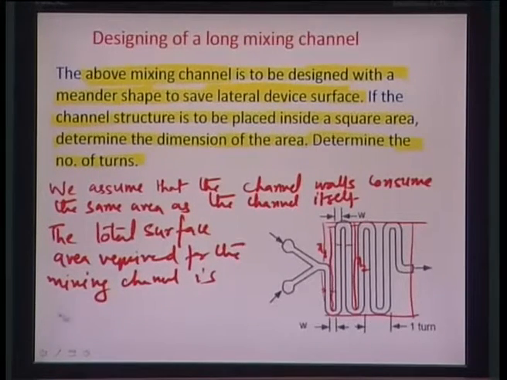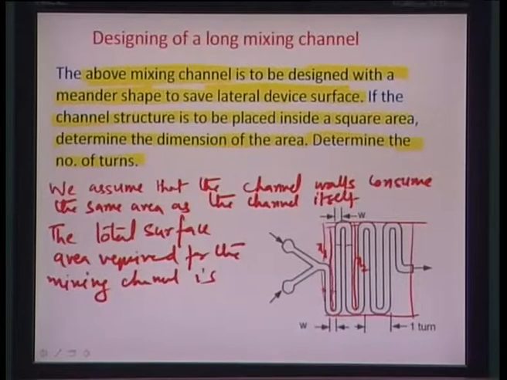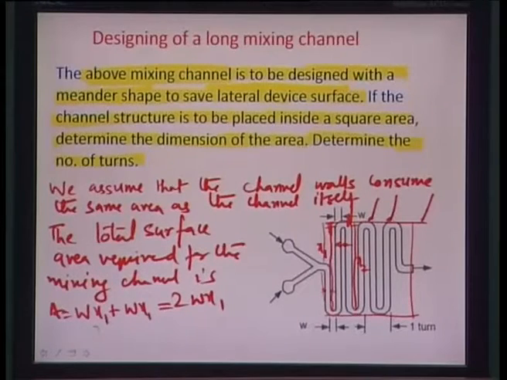So essentially, let me just reiterate this point again, that for this particular channel with one length equal to X1, let us say from here to here, and one length equal to X2 from here to here, the total amount of area that this channel would need is essentially W, the width, times X1 plus the width of the wall times another X1. So for each of these runs, the total area is twice WX1. Now, there are several such X1s, X2s, X3s, and so on to make the whole channel. So the total amount of area, if there are several of these different turns inside, is twice WX1.